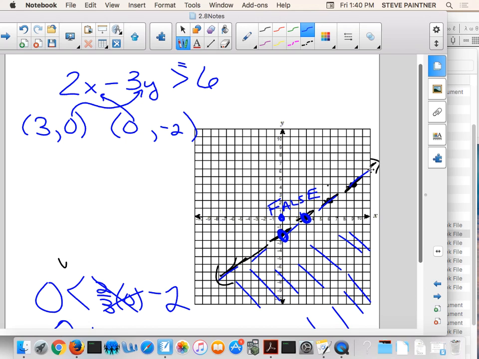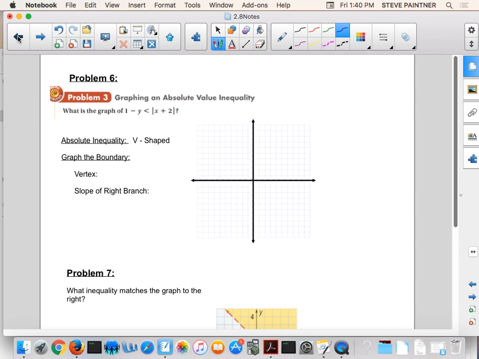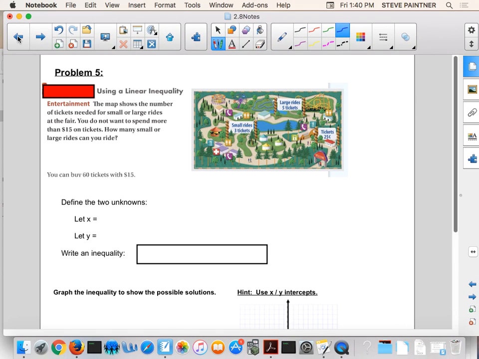The reason I'm telling you this is because the next problem, I want you to find x, y intercepts. Okay? Here we go. It's right there. I missed it. There it is. It's a story problem. You ready?